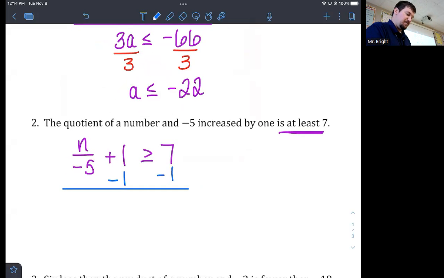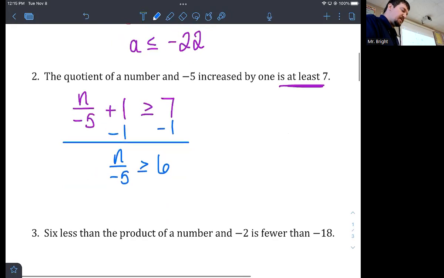Alyssa, what is 7 minus 1? 6. Okay, so n over negative 5 is going to be greater than or equal to 6. Notice I'm not asking Alyssa if she has to flip the sign because that was an add or subtract step, and I never flip the sign when I'm adding or subtracting. However, the next step is a multiply divide step.